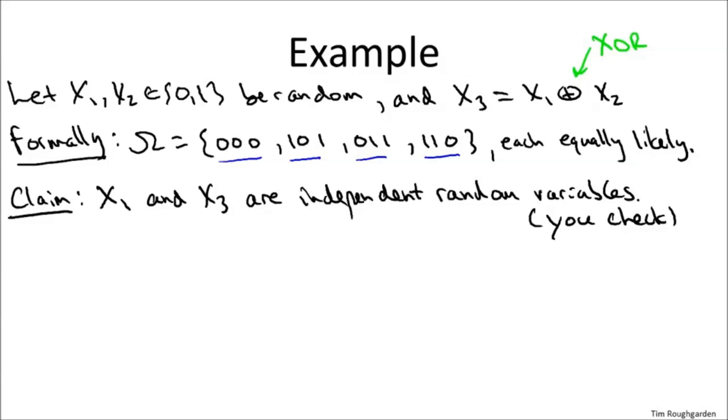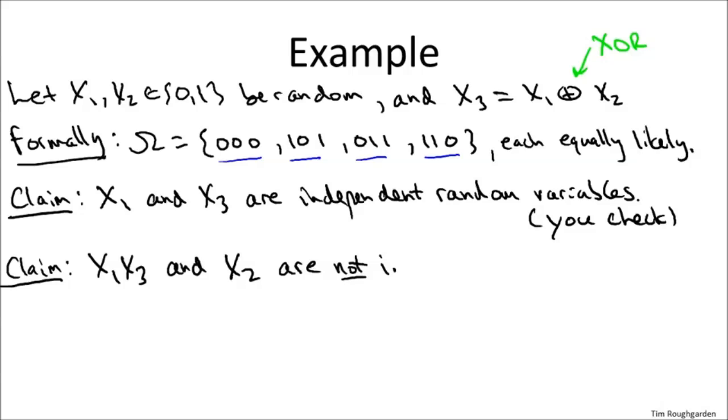Now, that's a perhaps counterintuitive example of independent random variables. Let me give you a perhaps counterintuitive example of dependent random variables. Needless to say, this example just scratches the surface, and you can find much more devious examples of both independence and non-independence if you look in, say, any good book on discrete probability. So now let's consider the random variables x1 times x3 and x2. And the claim is these are not independent.